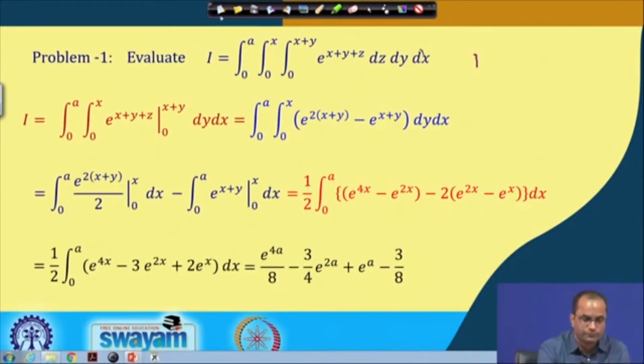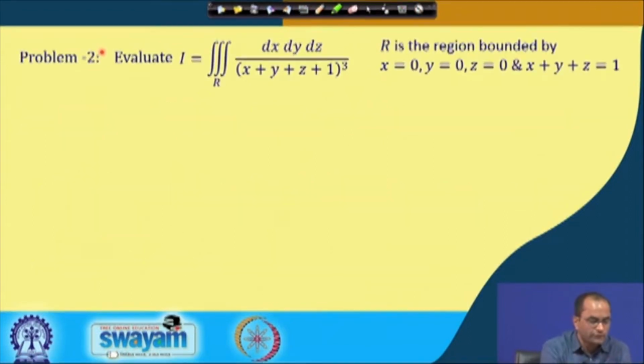Next we have this problem 2, where we will evaluate this integral, and the region R is bounded by x is equal to 0, y is equal to 0 and z is equal to 0, or basically these are the planes. So, we are talking about the 3 dimensional space. This x is equal to 0 is the yz plane, y is equal to 0 is the xz plane, and this is the xy plane, and we have another plane here, x plus y plus z is equal to 1.